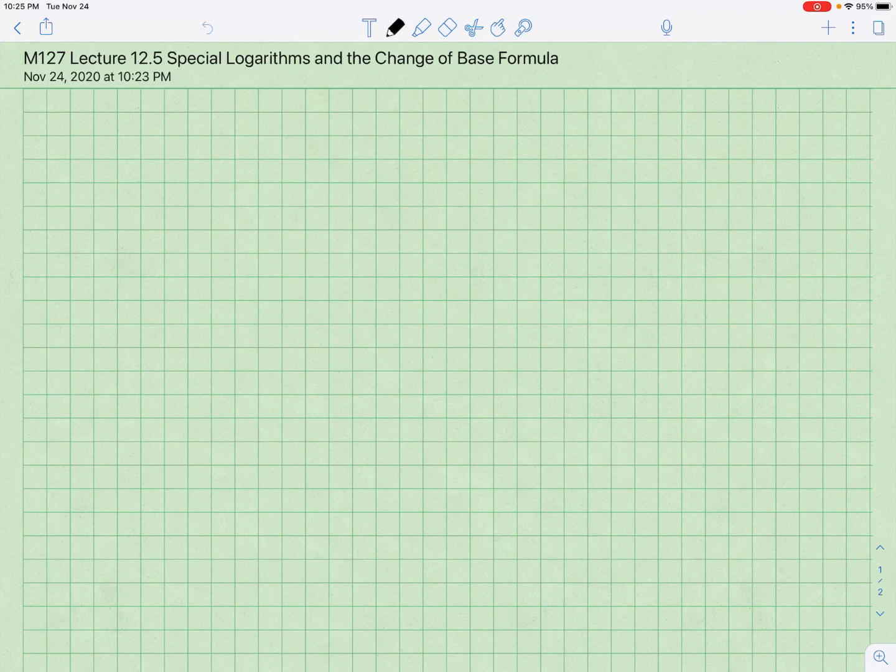Hey everybody, this is lecture 12.5, special logarithms and the change of base formula. First we're going to talk about what's called the common logarithm.